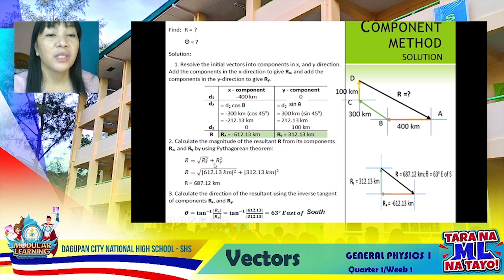687.12 kilometers. Now to find the direction of the resultant, we use the trigonometric function tangent. So theta is equal to the inverse tangent of the absolute value of R sub x divided by R sub y. So the inverse tangent of this is equal to 63 degrees east of south.